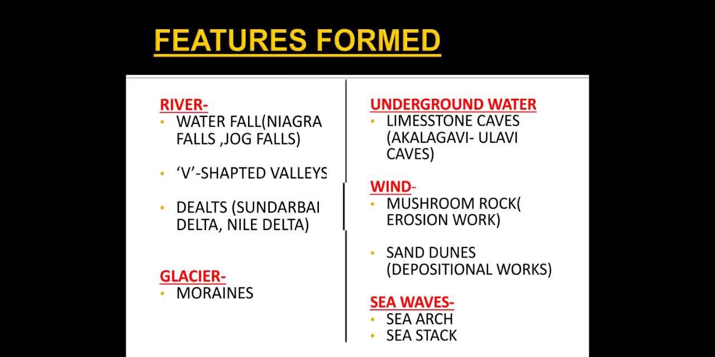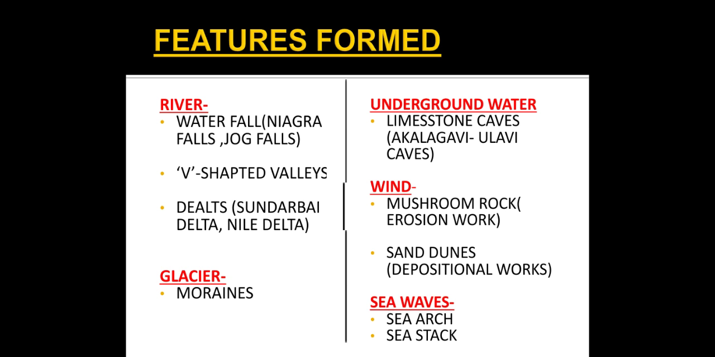Now river when it flows, it makes waterfalls. Examples are Jog Falls in Karnataka, Niagara Falls. Then they form V-shaped valleys. Deltas, Sundarban Delta, the spelling is not there, Delta. Okay. Then Nile Delta. So these are the various features they form, and many more are there. We look into everywhere, one or two I have taken.